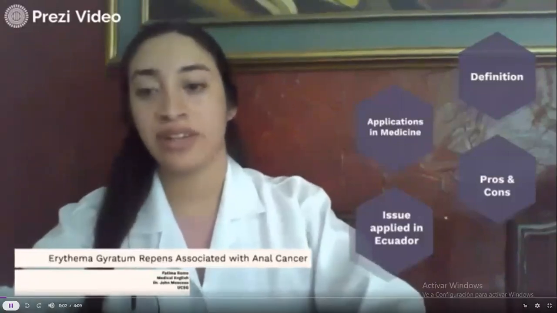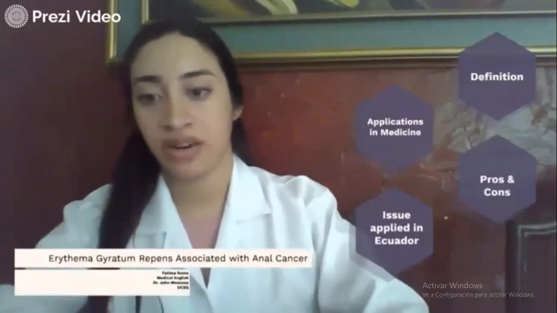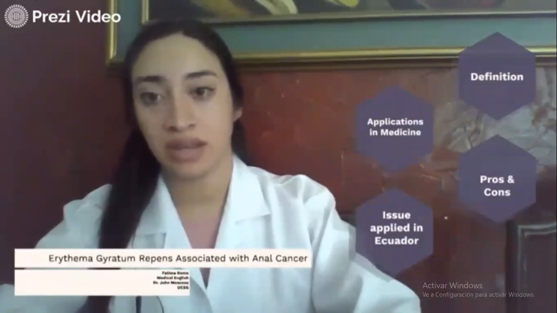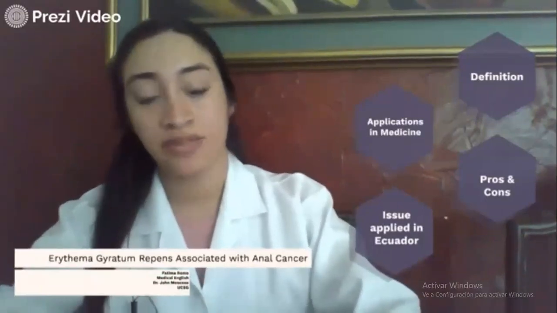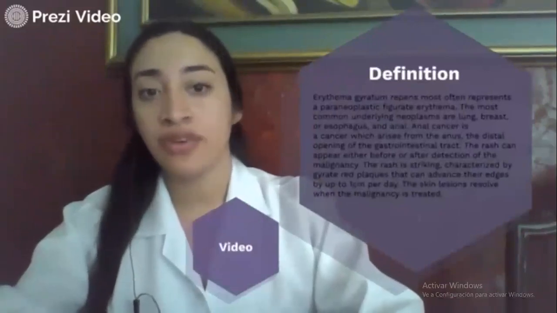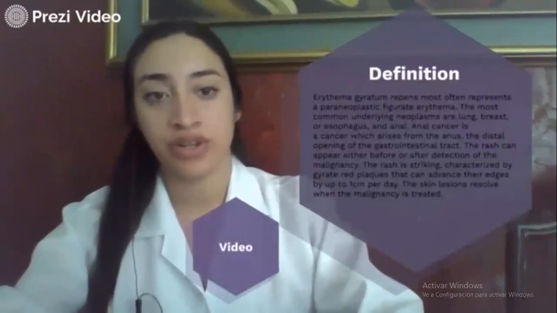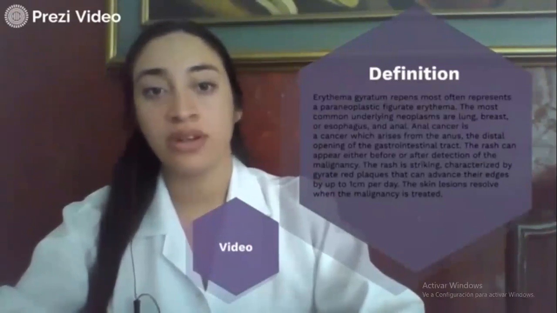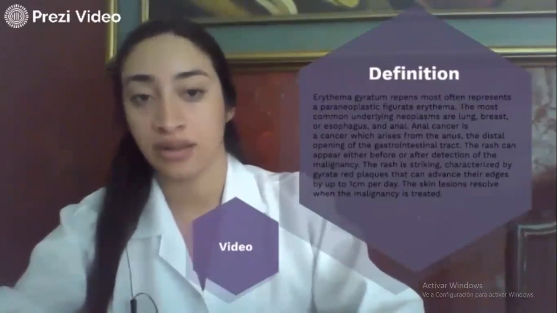Hi, my name is Fatima Romo and I'm going to talk about Erythema gyratum repens associated with anal cancer. Definition: Erythema gyratum repens most often represents a paraneoplastic figurate erythema. The most common underlying neoplasms are lung, breast, or esophagus, and anal.